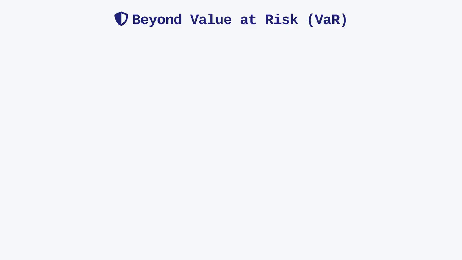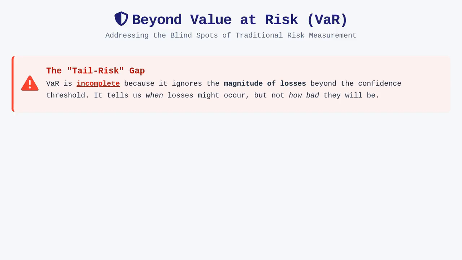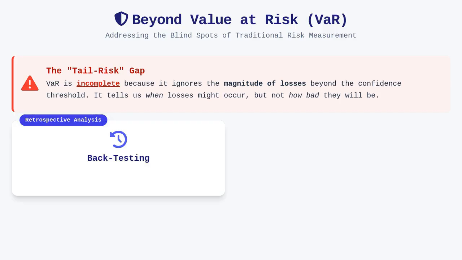Regardless of the methodology selected, VAR remains an incomplete measure of risk because it tells us nothing about the magnitude of losses beyond the chosen confidence threshold. This is why professional risk management necessitates the use of backtesting and stress testing to expose these hidden vulnerabilities. Backtesting involves comparing the model's predicted VAR with the actual daily realized profits and losses over a retrospective period to determine if the frequency of exceptions aligns with the projected confidence level.